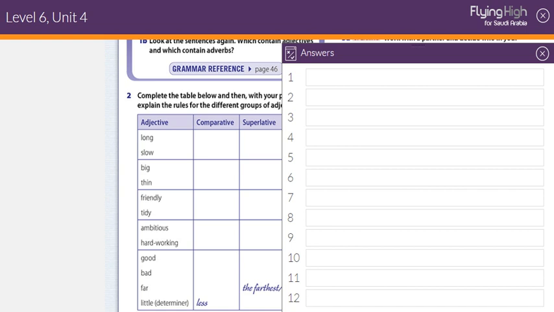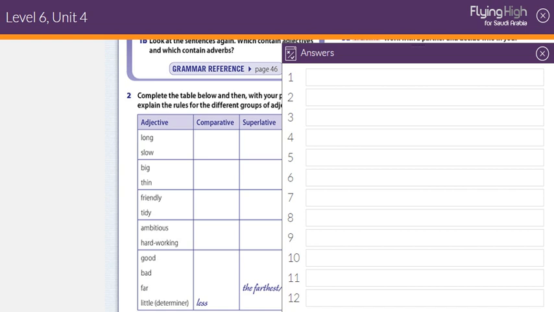But in the long adjective, we use the most plus the long adjective. This is superlative. But when we use comparative in the long adjective, we use more or less before the adjective. Now we are going to answer this exercise about how to get comparative or superlative.